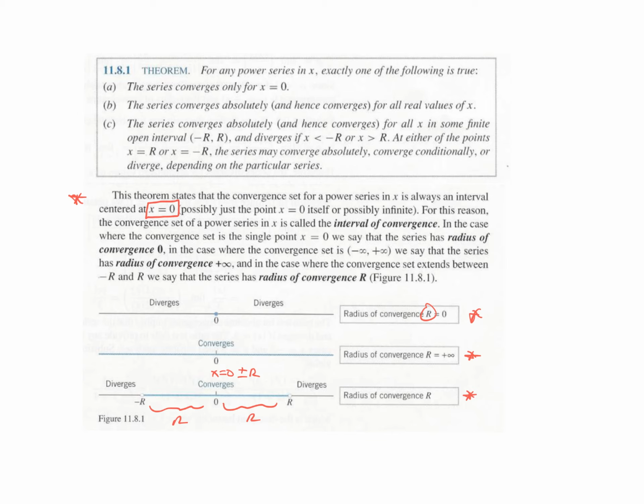So looking back up at theorem 11.8.1, it is just sort of the verbal summary of the paragraph and the graphic. So case A, the series converges only for x equals 0. Case B, the series converges absolutely, hence converges for all real values of x. Case C, the series converges absolutely and hence converges for all x in some finite interval. What you'll notice every time we saw this, and just like we said in today's class, is that the ratio test for absolute convergence is the key.